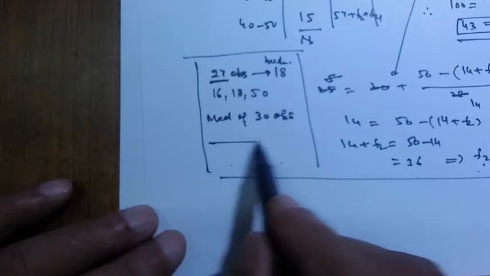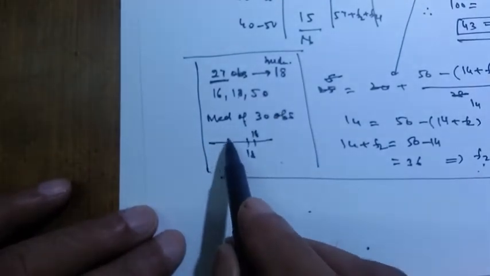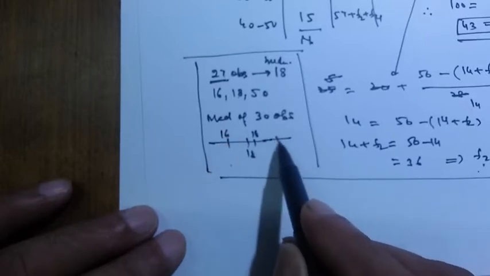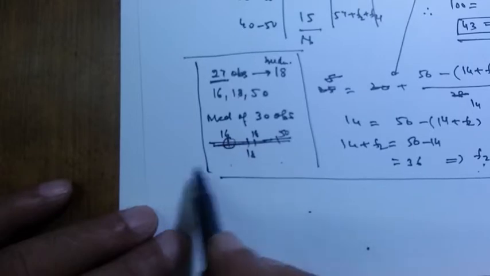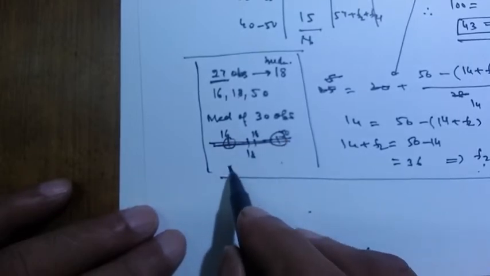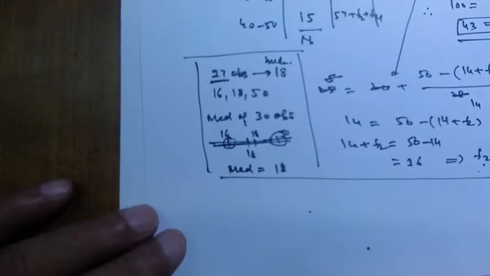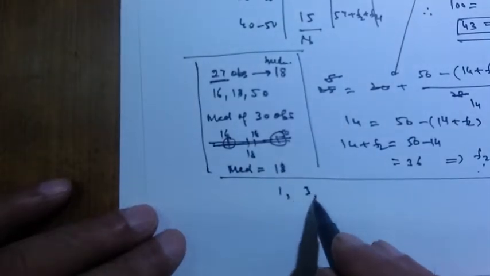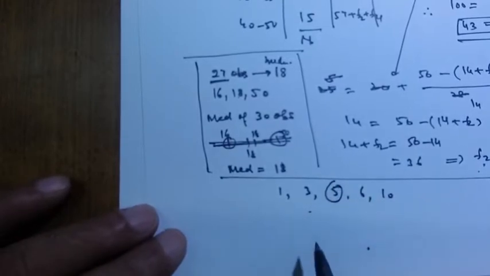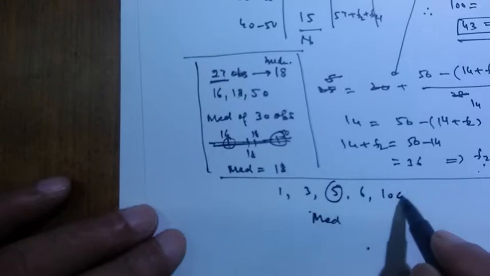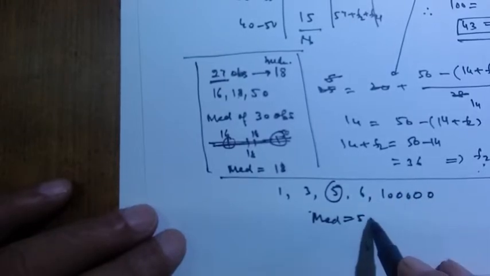Now 18 was the median. 18 was added, no issue. On the lower side 16 is added, on the other side 50 is added. The balancing is the same. One on the lower side, one on the upper side, so the median is unaffected. The answer is 18. If I have the numbers 1, 3, 5, 6, 7, 8, 9, 10 here, the median is 5. If I make the last one 1000, the median is still 5. If you make it 10,000, the median is the same.